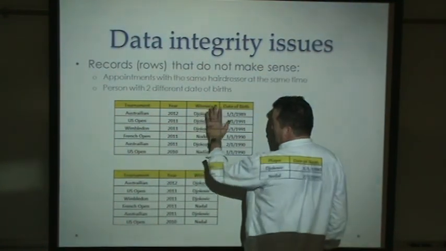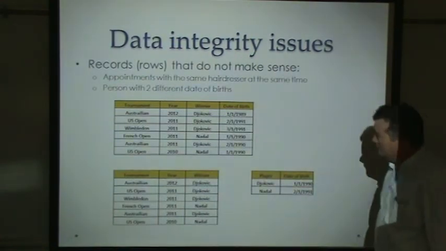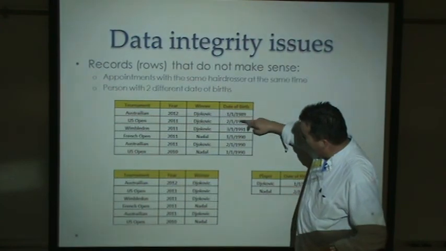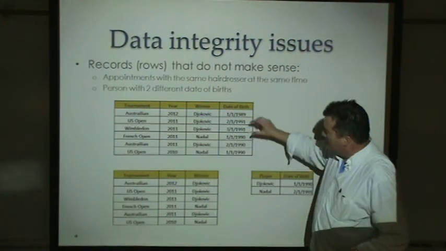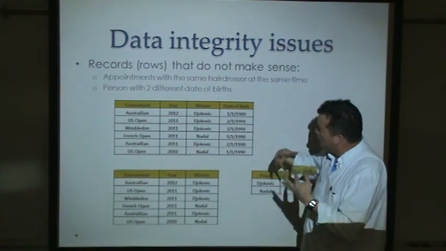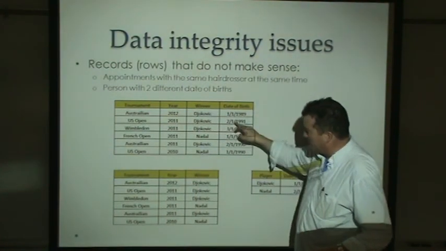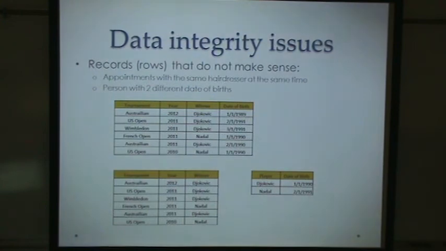You have the tournament, the year, the winner, and the winner's date of birth. The problem is, it's possible to enter a different date of birth for the same person, because we have no rule that says this field must match this field. If the person matches, the date of birth must match.